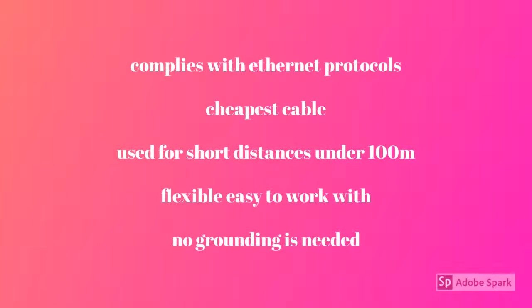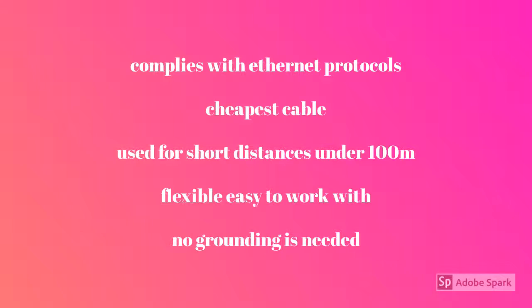The reason why unshielded twisted pair is so popular are for the following reasons. UTP is used by the Ethernet networking protocol. It's the cheapest form of cable available for networking purposes, and it's used over a short distance of just under 100 meters with a transmission rate of between 10 and 100 megabytes per second. It is easy to install and easy to work with because the cable is flexible due to being of a small diameter of 0.43 centimeters.